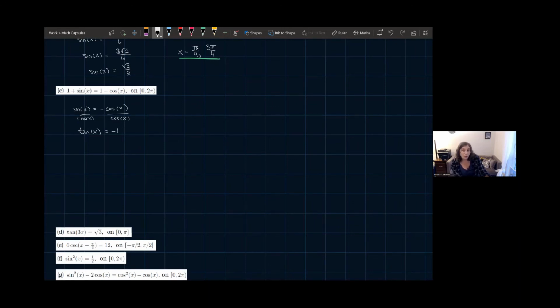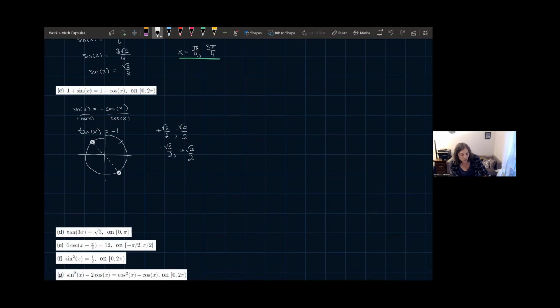For tan of x to be negative 1, you would say, well, that means that sine divided by cosine is equal to negative 1. That means that sine and cosine are the same number, but opposite sign from each other. So on the unit circle, where does that happen? To be the same number, they have to both be root 2 over 2. To be the same number but opposite sign, either x is positive, y is negative, or the reverse. So if x is positive and y is negative, then we're down here in the fourth quadrant. Or if x is negative, y is positive, we're over here in the second quadrant.